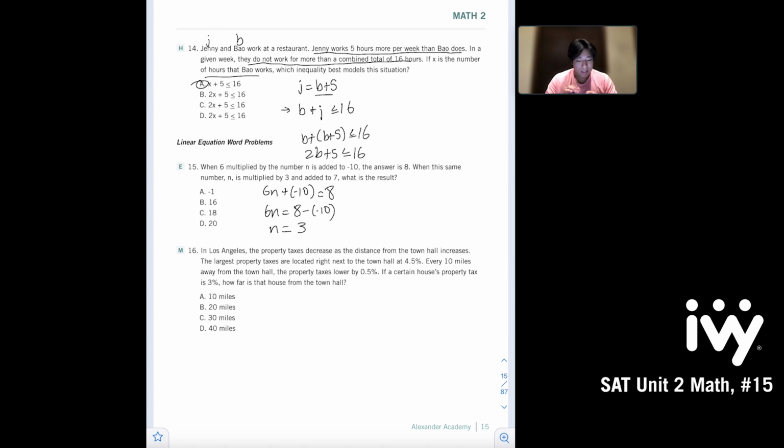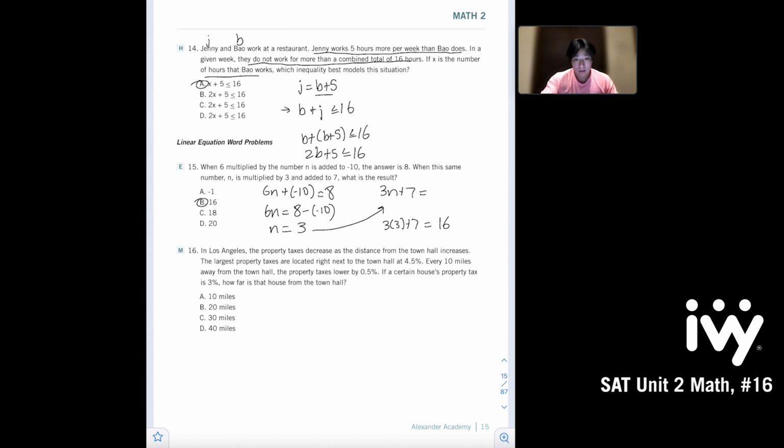So now, second part: n is multiplied by 3 and added to 7. So multiplied by 3, that's 3n, added to 7, so 3n plus 7. What is the result? That's what we're looking for. So we're going to plug n equals 3 in here. So that's 3 times 3 plus 7, and we see that is equal to 16. We get B as our answer.